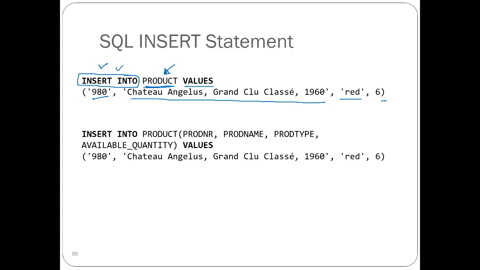Now the other possibility, which I believe is recommended so that the chances of bugs are reduced. I'll call this version 1, and this version 2. In the second version, you are saying insert into product, and you are also specifying the column names: product number, then product name, product type and available quantity. This all goes inside the parentheses, and then that will be followed by these values. Similar to the previous one, but here we did provide the column names also.